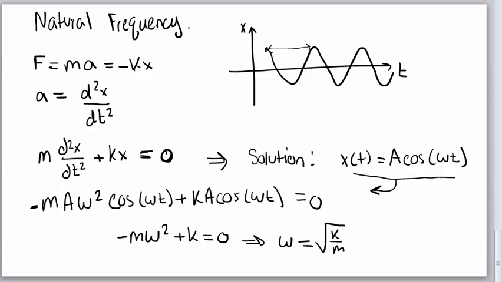Now omega is related to a parameter that we know well, and that's frequency. So omega is equal to 2 pi f. That's the frequency that we've used so far in this course. Omega is the angular frequency, given in radians per second. f is given in hertz.